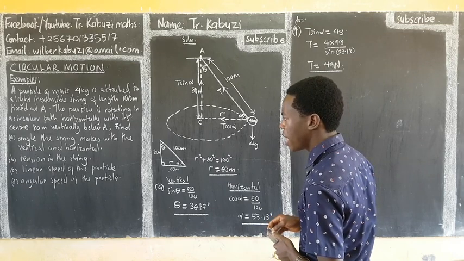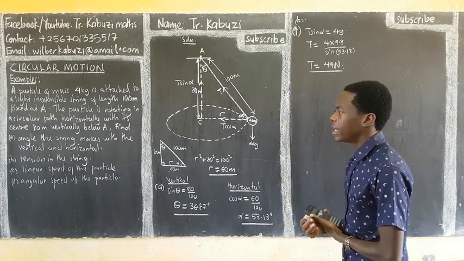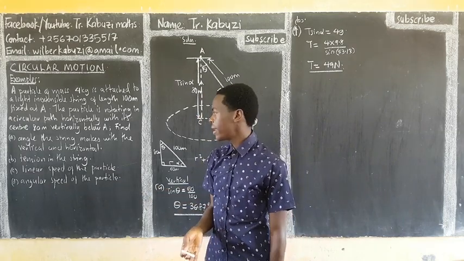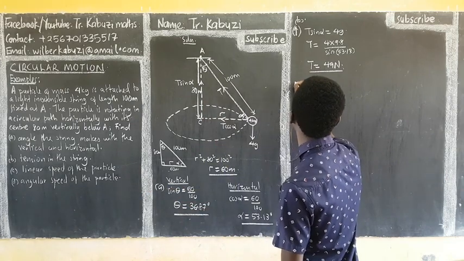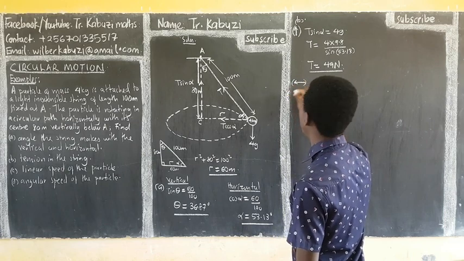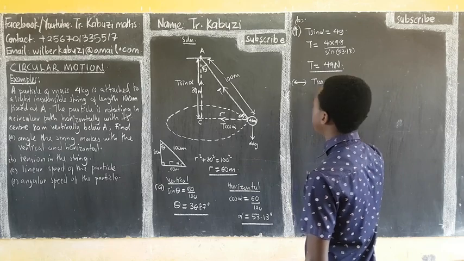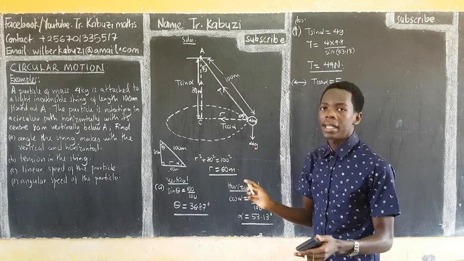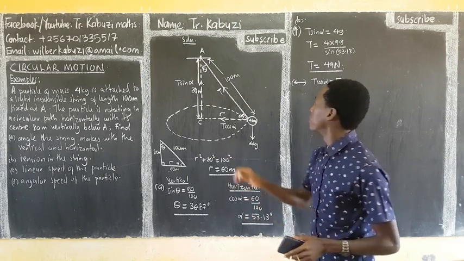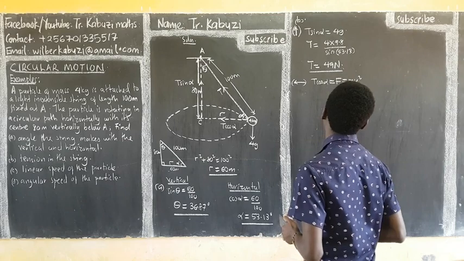Then they want me to get the linear speed of the particle. Remember, to get the linear speed, we need the angular velocity times r, but they don't have the angular velocity. So that means if I resolve horizontally, my T cos alpha is going to be equal to the force that is keeping it in a circular motion. That force is the centripetal force, which is equal to m v squared over r.